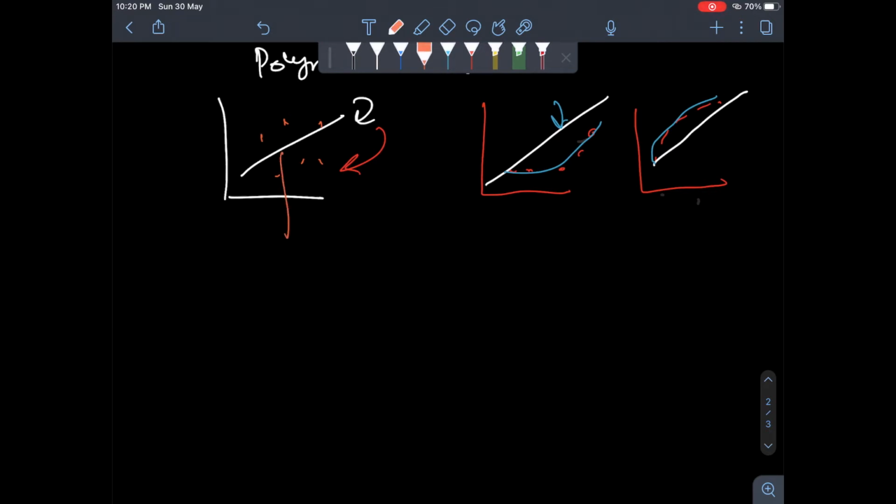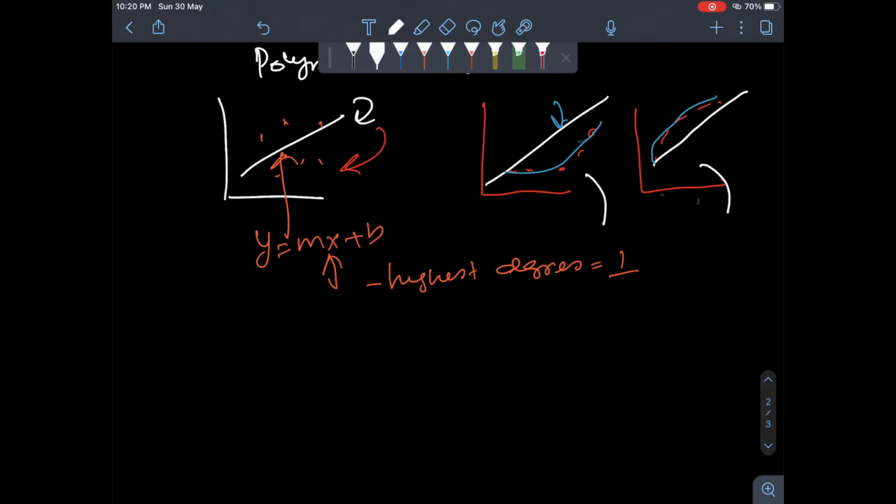For a straight line, we had an equation y is equal to mx plus b, where we have the highest degree of polynomial equal to 1. But when we have data that is something like this, we don't need to have the equation this simple, because this simple equation is not fitting the data very well. So what we need at that moment is to have an equation of the line that is this. So how do we get that equation?